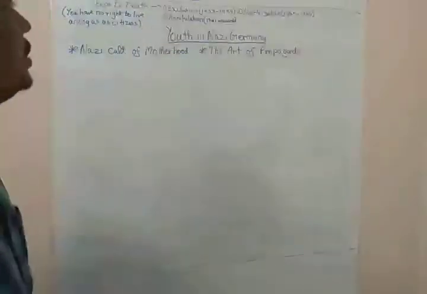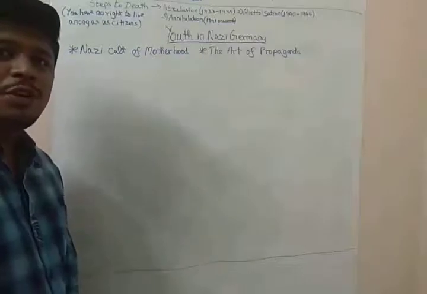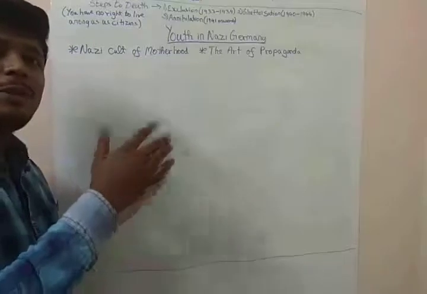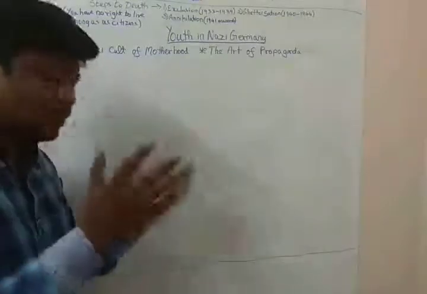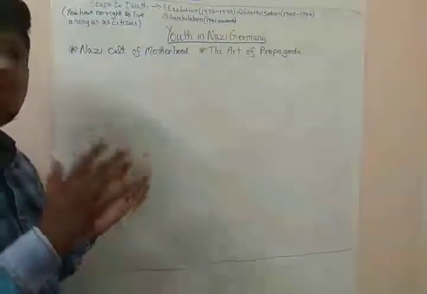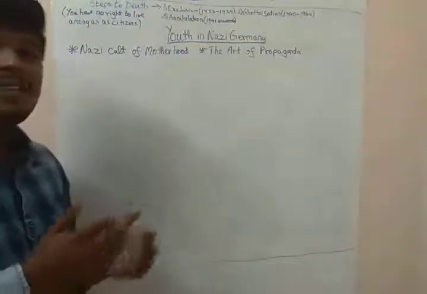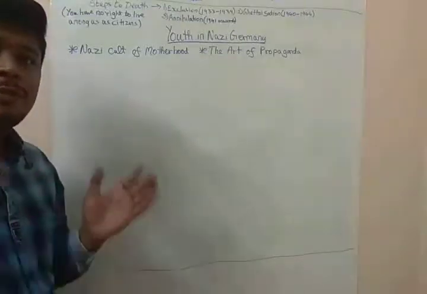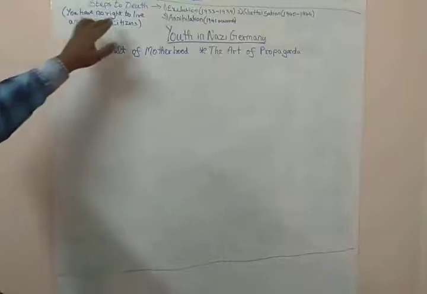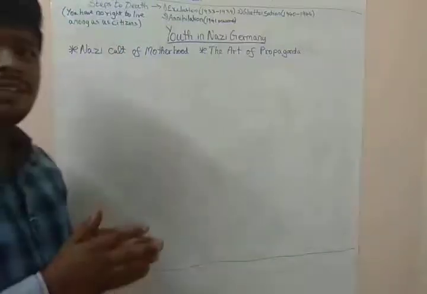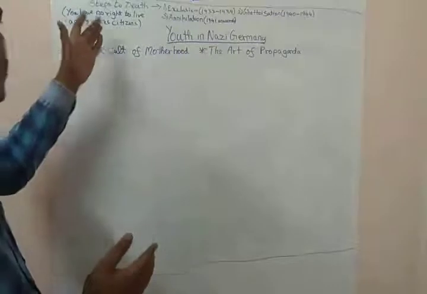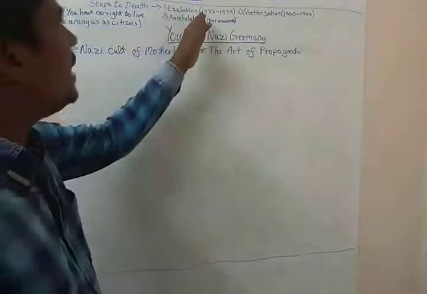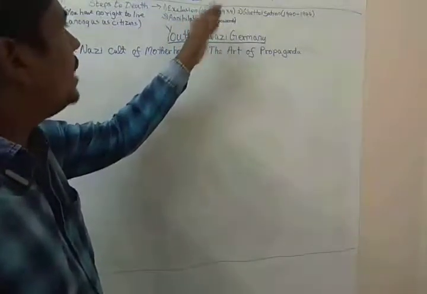First one is exclusion. So you all know that exclusion means excluding. It is a state of excluding a particular people or being excluded. That's what is called exclusion. So here the Germans excluded the Jews by saying a term: you have no right to live among us as citizens. They said to the Jews, you have no right to live among us as citizens. So this exclusion period is from 1933 to 1939.